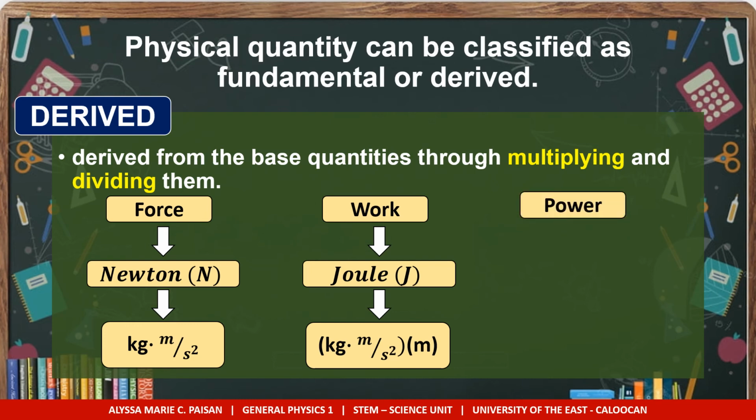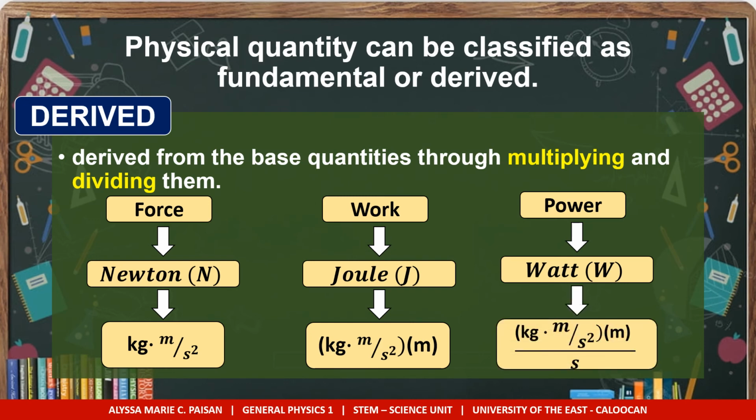And then our last example for this is the quantity power with unit watt. Watt is obtained by multiplying kg by m, and the m is divided by s squared. After that, you need to multiply all those collectively by meter, and then the final step for that is dividing everything by s. So the quantities involved here, which are fundamental, are the mass, the length, and the time.